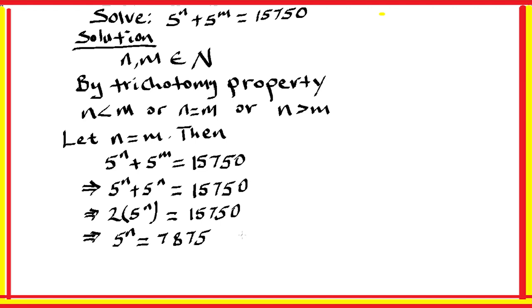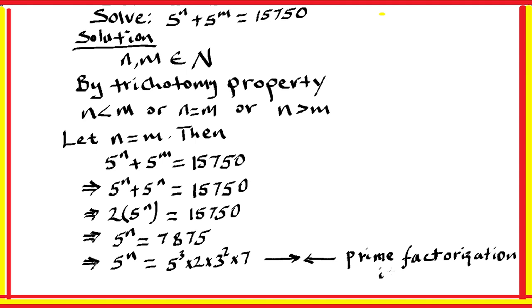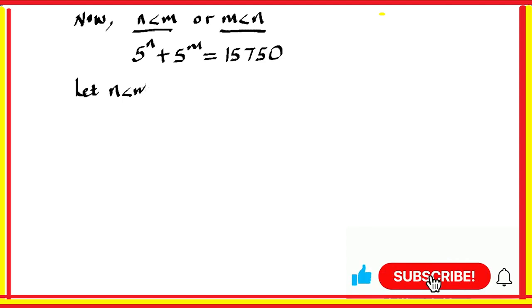Now, to find n, we see the left side is 5 raised to n, but we need to factorize the right side. When we find the prime factorization of the right side, we will get 5 cubed times 2 times 3 squared times 7. From the uniqueness of prime factorization, we get a contradiction. Therefore, we conclude that the values of n and m are never equal. Now we need to come to the remaining cases, n less than m or m less than n. Let's take the first one. Let n be less than m.